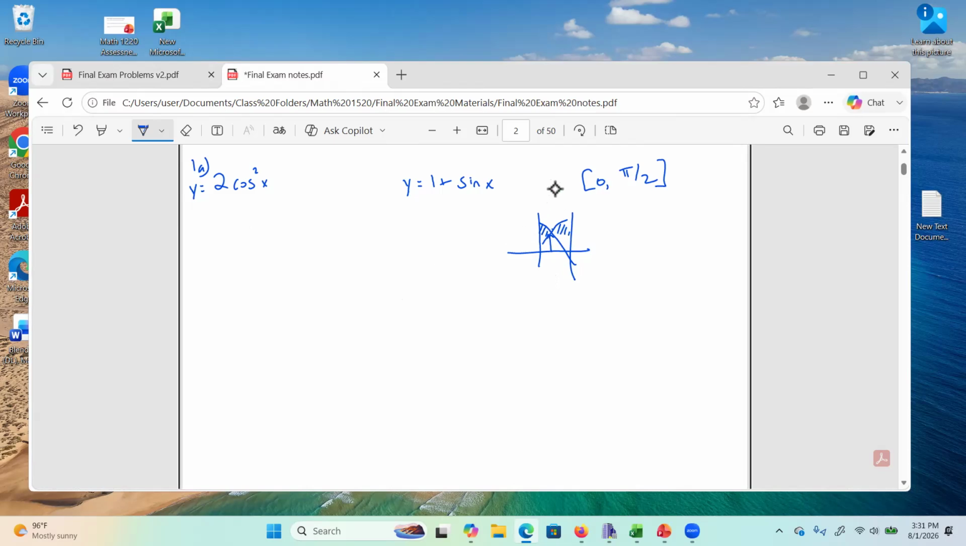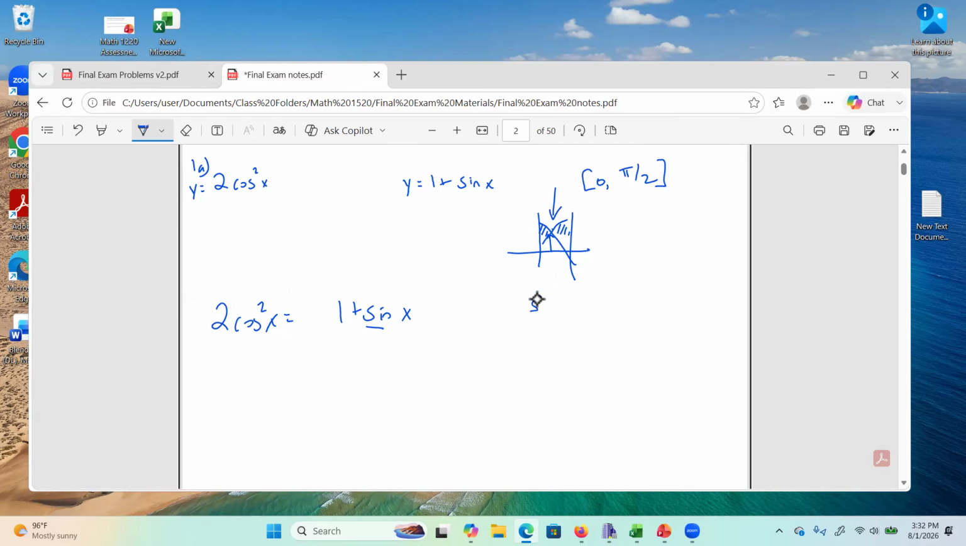Okay, so the first thing we're going to do is set these two equal to each other and figure out where this spot is. So we have 2 cosine squared x equals 1 plus sine x. Now, if you go back and remember your trigonometric equations, you can't do this problem the way it is. You have to get everything in terms of one trigonometric function.